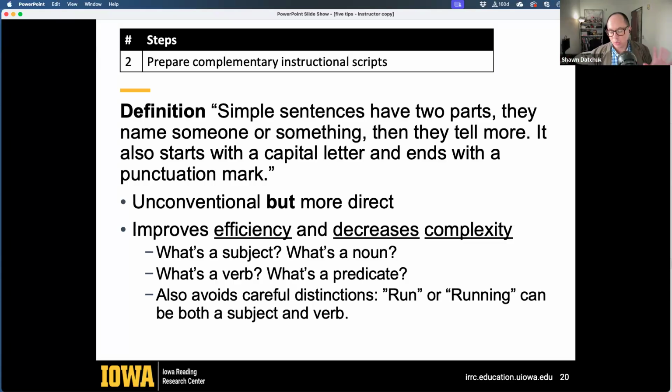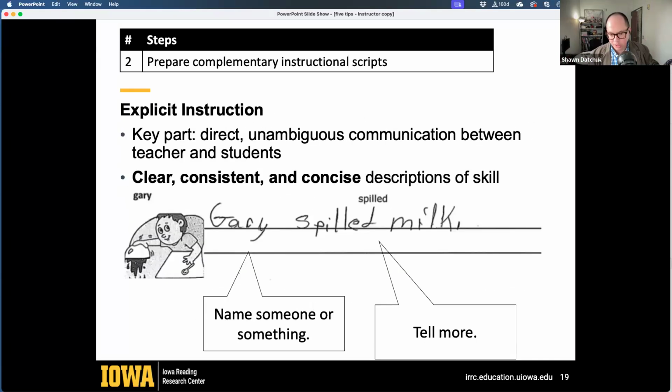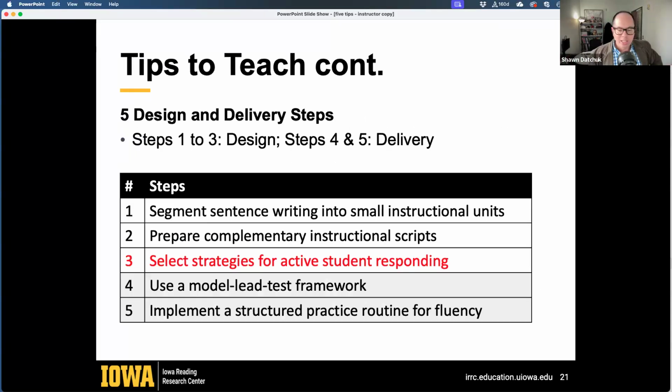So what this definition does, it allows you to just directly and easily state that this is what's involved in a simple sentence where you name someone or something, in this part, Gary, and then tell me more. Just tell me one thing about Gary. So that's the second thing. And that instructional language is baked in, so to speak, into the scripts that are posted on my website.